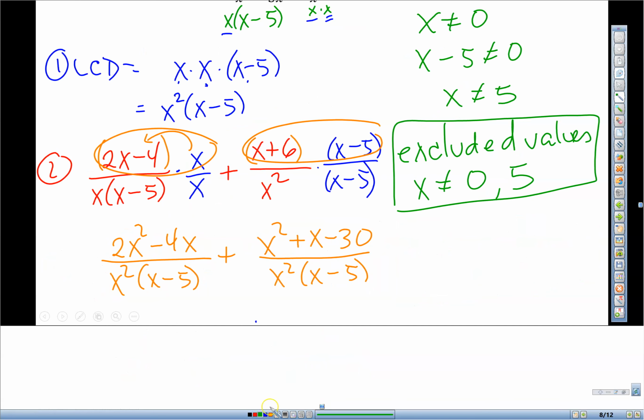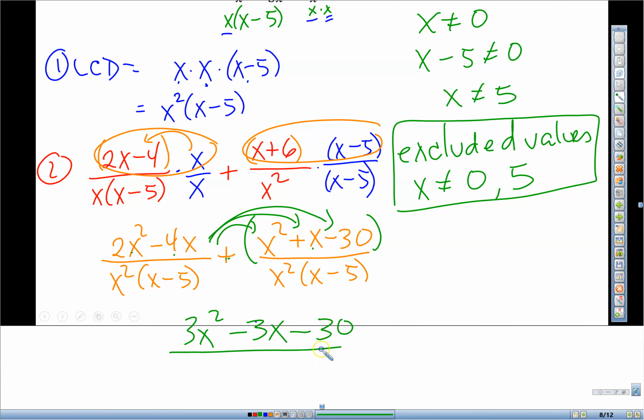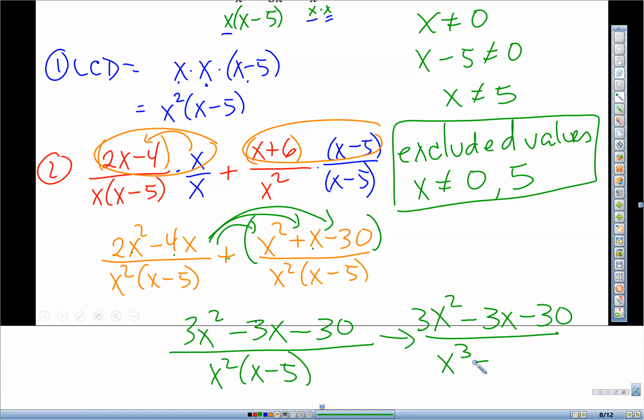Now, technically the concept is the same. I am adding each of these, but when we add, the signs don't change. But we are still technically adding each of those. So we have 2x squared plus x squared, which gives us 3x squared. Negative 4x plus x, which gives us negative 3x. And plus negative 30, which gives us a minus 30 over our LCD. And again, this would be okay as a final answer. Best answer is to multiply the denominator out into standard form, which would be x cubed minus 5x squared, like so.